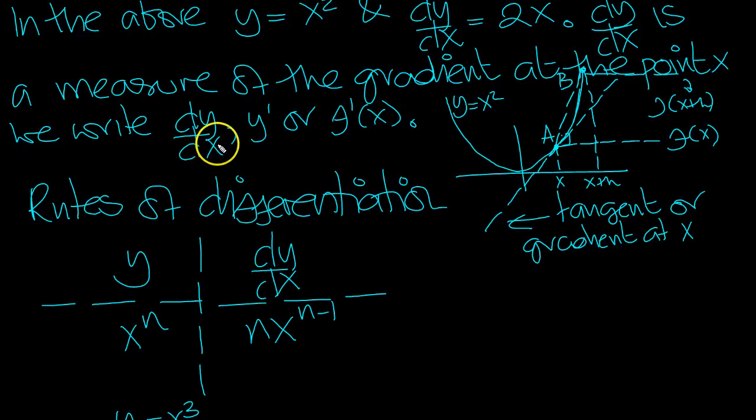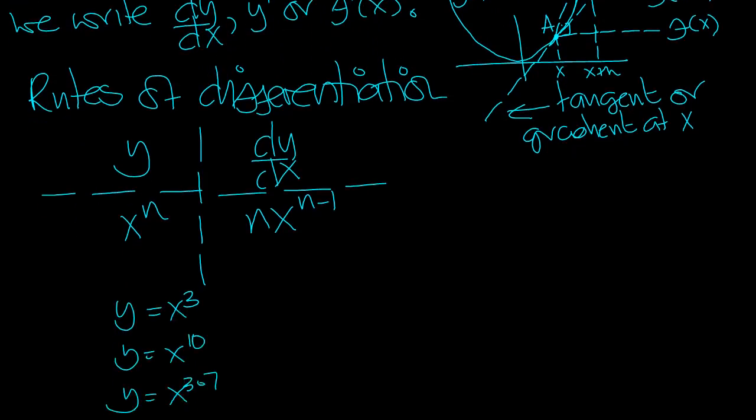Notation wise, we write dy/dx. Sometimes we write y dashed or f dashed of x. They all mean the same thing, just different ways of writing the same thing.